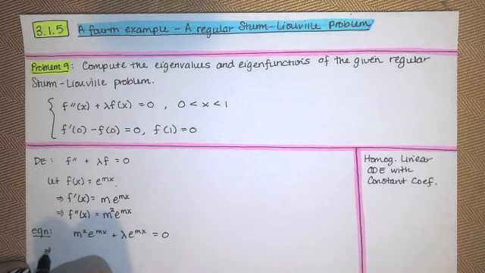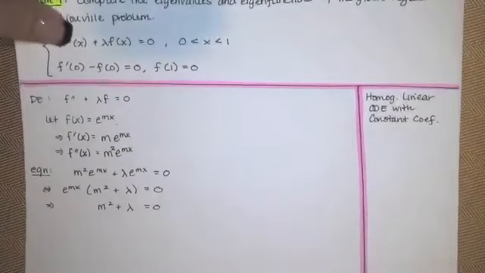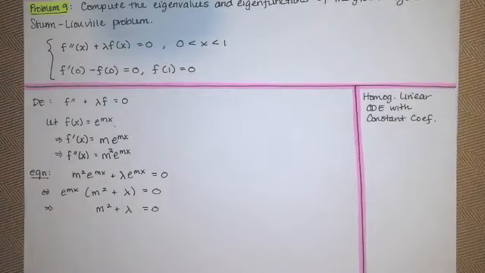Okay, so we're going to simplify from here by factoring out that exponential. Exponentials are never 0. So we have this equation right here. It's a second degree polynomial, or a quadratic equation, involving that variable m, that value m that we're looking to solve for. That's called the characteristic equation of our differential equation.